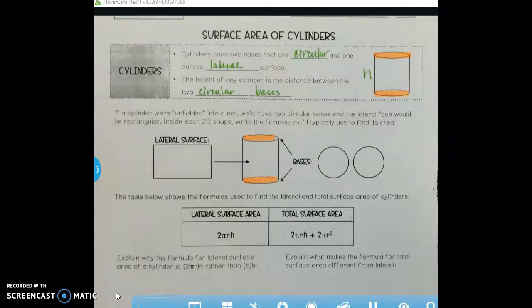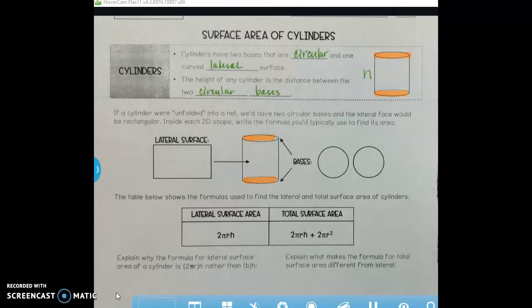In today's note, we're going to continue our discussion of surface area of three-dimensional shapes, and today's focus is on cylinders. So once again, we are discussing the surface area. That means that we are covering our cylinders, and we're still doing the area in square units. So cylinders have two bases that are circles, and one curved lateral surface.